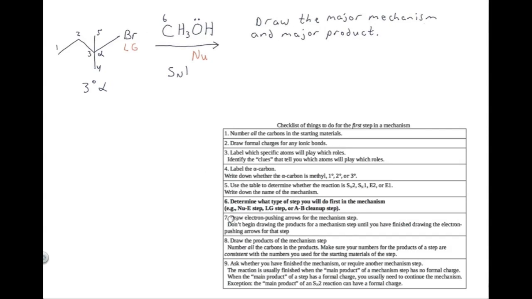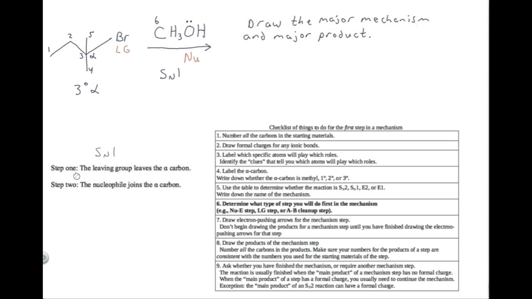Back to our checklist. What type of step are we going to do first for an SN1 mechanism? Well, you should have memorized what happens in an SN1. We have memorized that the first thing that happens in an SN1 is the leaving group leaves the alpha carbon. So we expect to begin here in step 1 with a leaving group only step. So now we can draw the electron pushing arrows for that step. Here's what the electron pushing arrow looks like for a leaving group only step. The leaving group receives electrons to leave the alpha carbon.